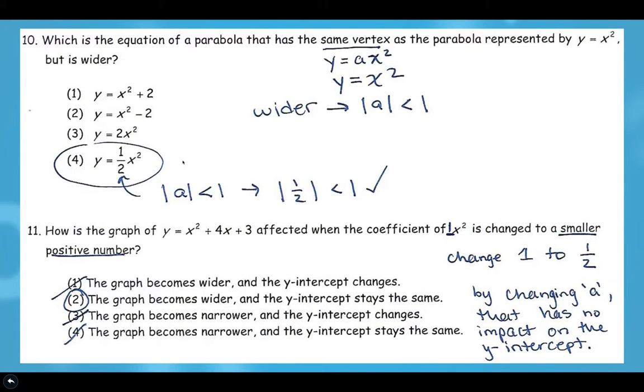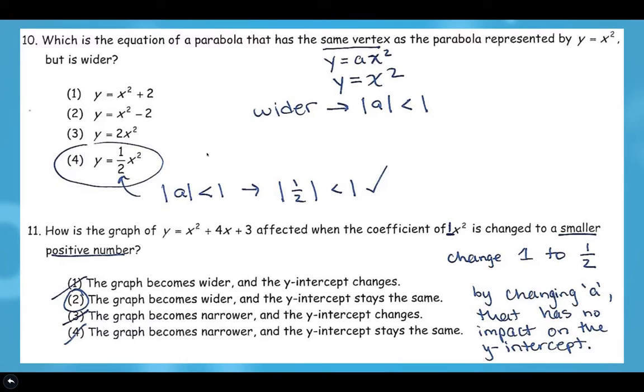So just briefly looking at question 10, it asks for the equation of a parabola that has the same vertex as the parabola represented by y equals x squared, but is wider. Well, we already talked about this earlier. If we follow our rules, the absolute value of a, when it's less than 1, our function is going to be wider. So all I have to do is look for the coefficient that's in front of x squared and find out which one of these is less than 1. And choice 4 is our only answer. It's the only possible option.